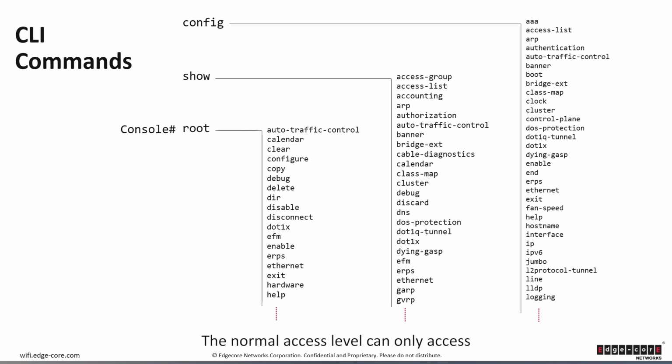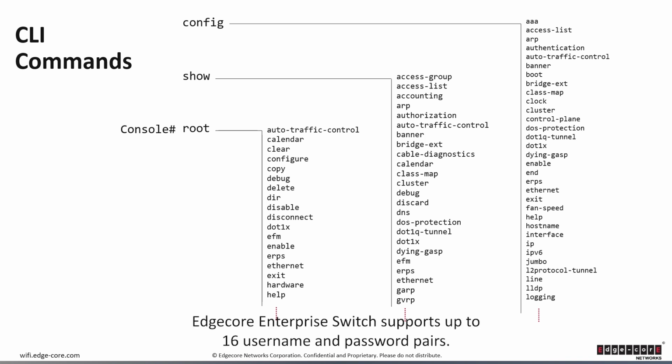The normal access level can only access a limited subset of CLI commands. Edgecore Enterprise Switch supports up to 16 username and password pairs. We need to pass the authentication before we can access the switch.